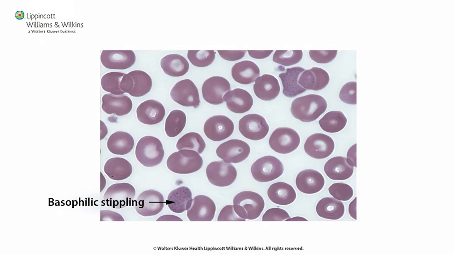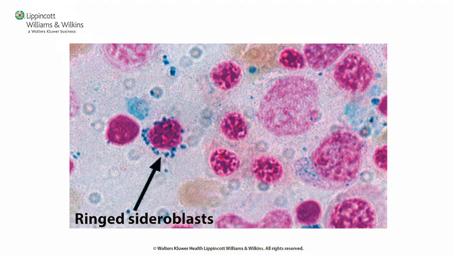You should also know that on a peripheral blood smear, lead toxicity can result in basophilic stippling of red blood cells. Lead inhibits rRNA degradation, which causes RBCs to retain segments of rRNA, and this results in that basophilic stippling appearance. Lead can also cause ringed sideroblasts in the bone marrow. A ringed sideroblast is a red cell precursor containing mitochondria that are filled with iron.